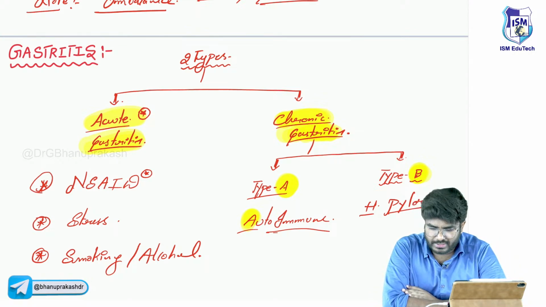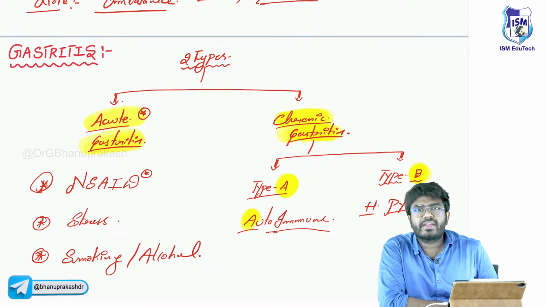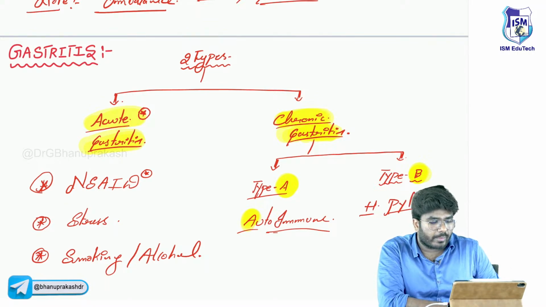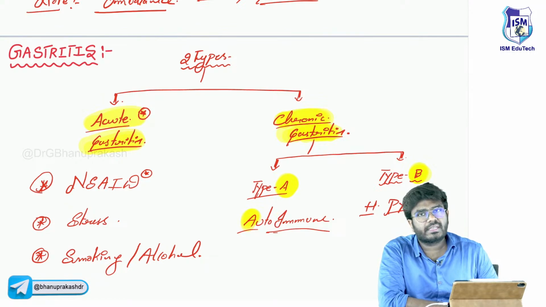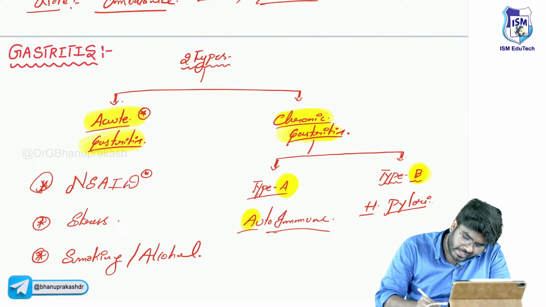This Helicobacter pylori is the organism which is going to grow in the gastric mucosa and will cause the inflammation over there. So here in this slide we have seen what the types of gastritis are. There are two types of gastritis: acute gastritis and chronic gastritis. Acute gastritis is because of smoking, alcoholism, using drugs like non-steroidal anti-inflammatory drugs, and stress conditions. And chronic gastritis is further divided into type A gastritis as well as type B gastritis. Type A gastritis is autoimmune in origin and type B gastritis is bacterial in origin. Type B gastritis is because of Helicobacter pylori. Now let's begin with the acute gastritis.